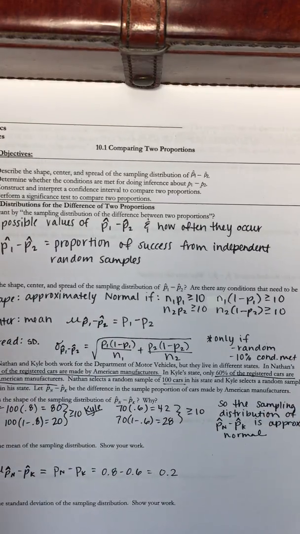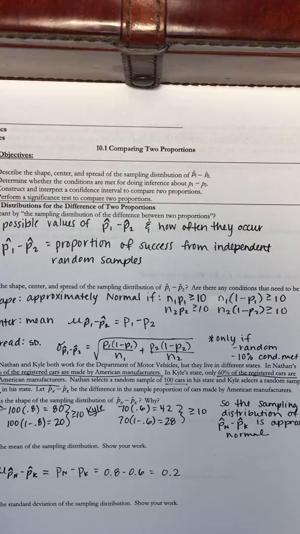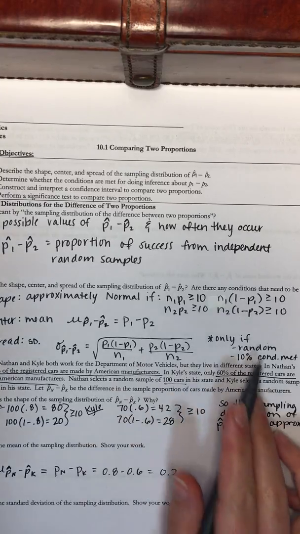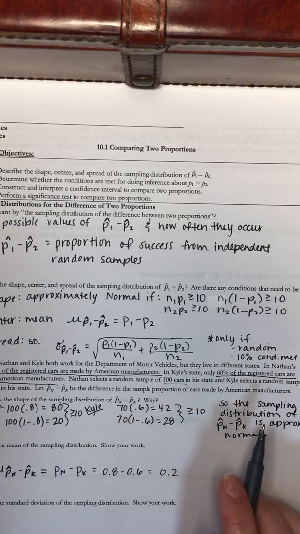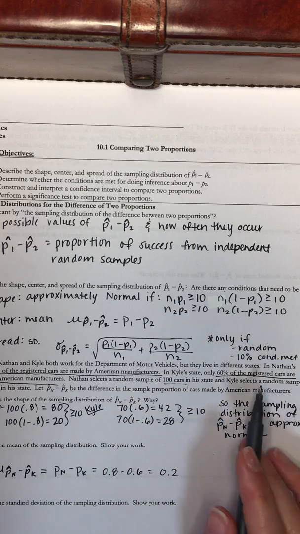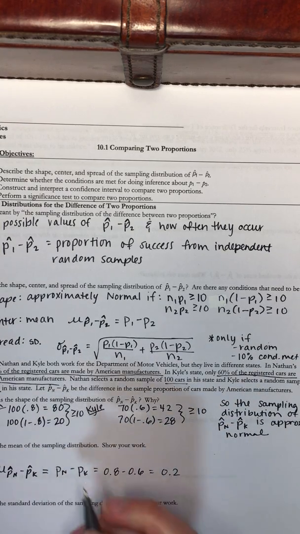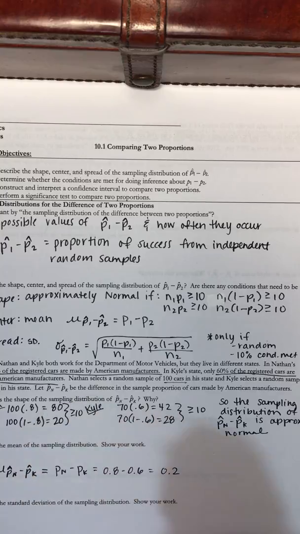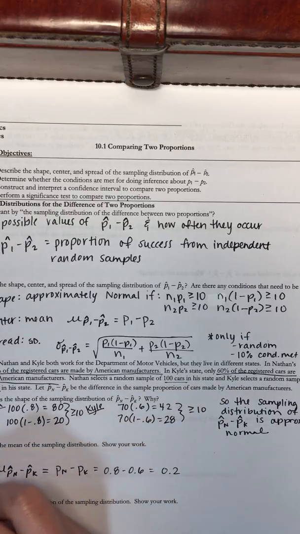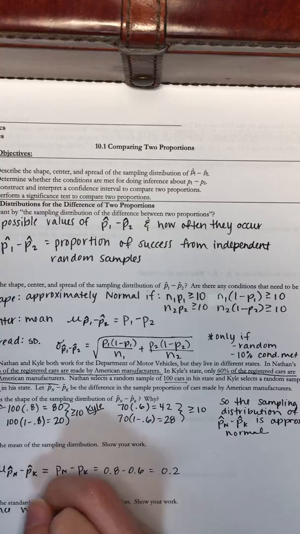Find the standard deviation of the sampling distribution, okay? So we know that the 10% and random conditions have to be met. They said random samples, so let's just make sure we make a statement to say that we can assume 1,000 cars in Nathan's state and 700 cars in Kyle's state. And then we'll calculate, right?